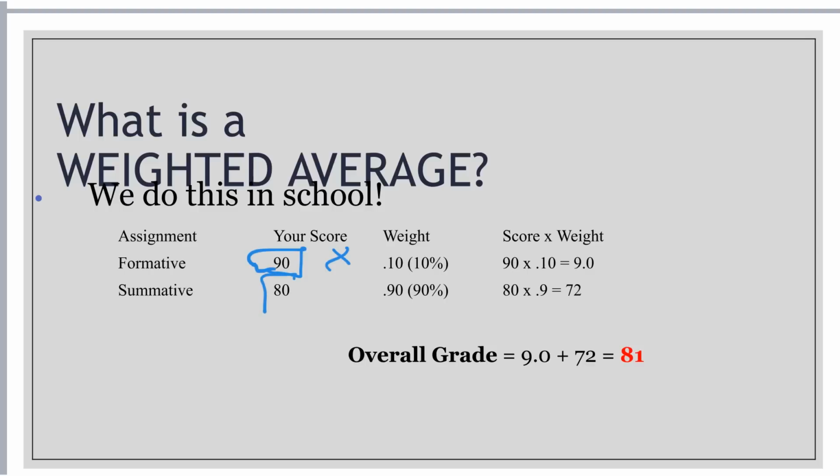And then you're going to take the 80 and you're going to multiply it by its weighting factor. And so you're going to get 9 and 72, and then you add those up. And so the total weighted average is 81. And so you can think about formatives accounted for 9 out of that 81 points, and summatives counted for 72 out of that 81.